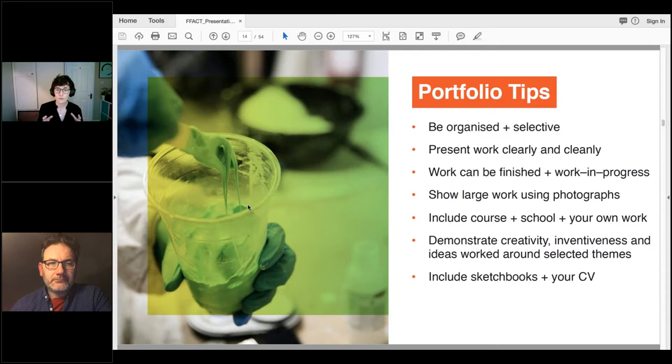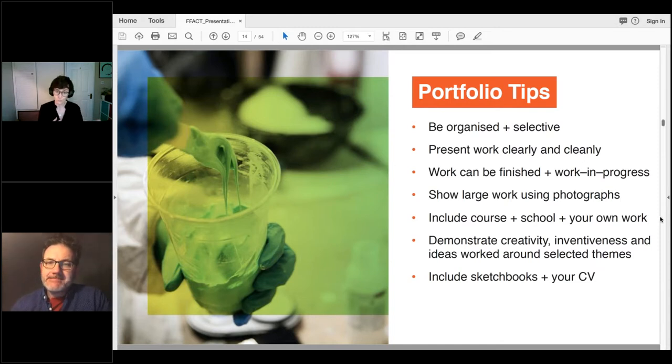Large work using photographs, I think, specifically refers to when we were looking at physical portfolios. You didn't have to bring in gigantic things, you could use an image of it. All work this year will be photographed, of course. You can include work you've done on an FE course, on a summer program, work you've done in school, work you've done on your own. It can be a mix of these things, it can be exclusively one of those things. Very often we're seeing a blend.